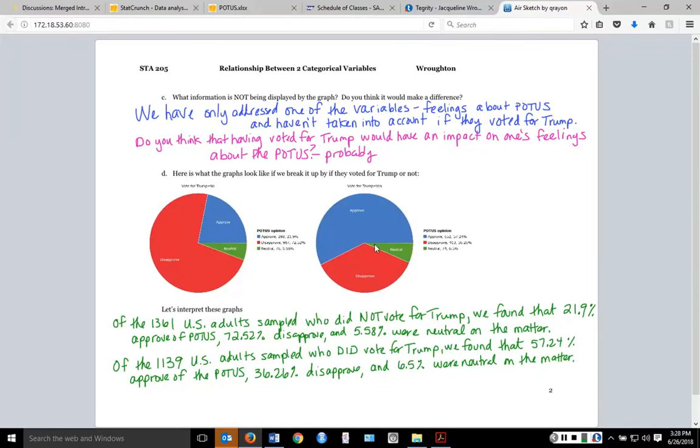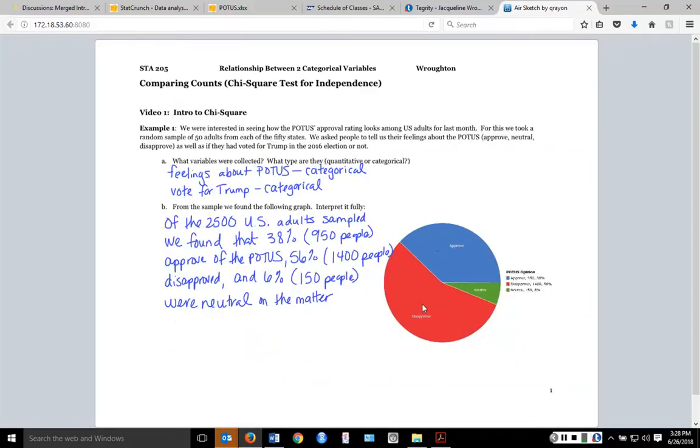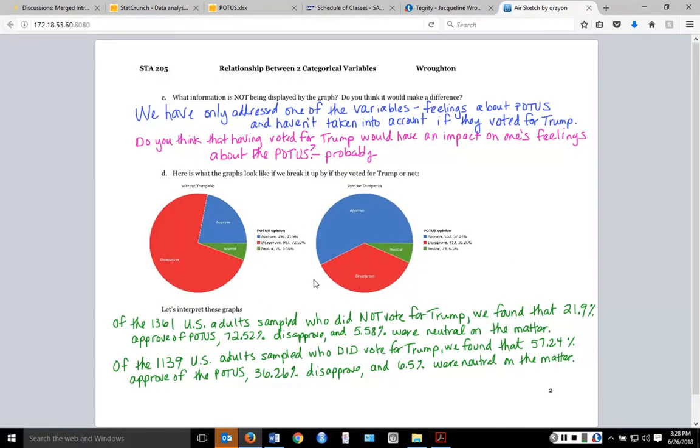Now what I want to make sure I show you is that I didn't change any of my data. That is, the same plot that I started with here is just taking that same data and breaking it up a different way. So first notice that we started with 2,500 total people. Well, 1,361 plus 1,139 is still my 2,500 people. We've just now separated them into two groups, those that did not vote for Trump and those that did vote for Trump. So still those same 2,500 people.